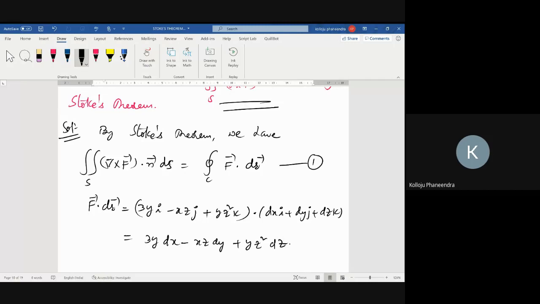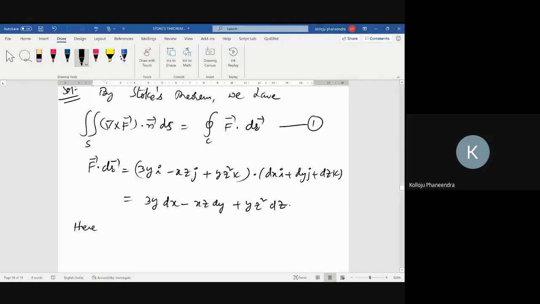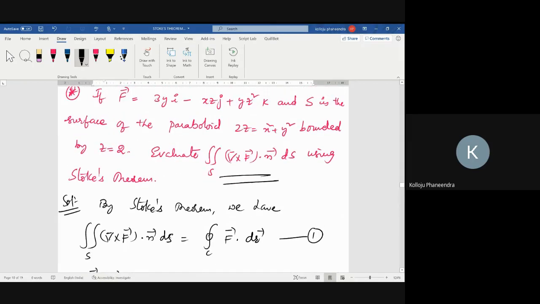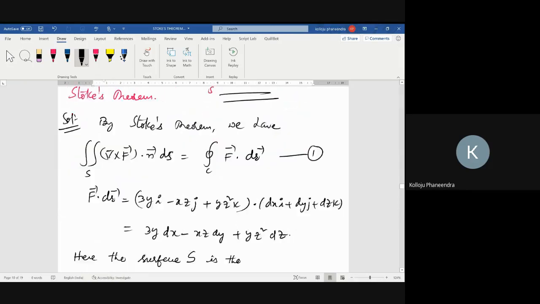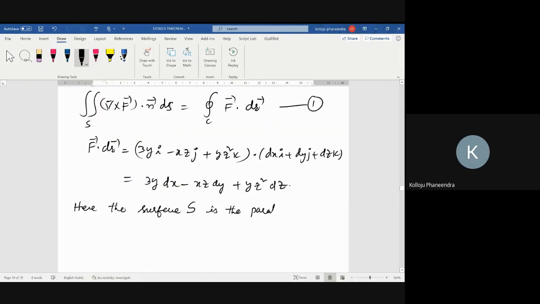What is boundary C? Here, the surface S is the paraboloid, given as 2z equal to x square plus y square, bounded by z equal to 2.